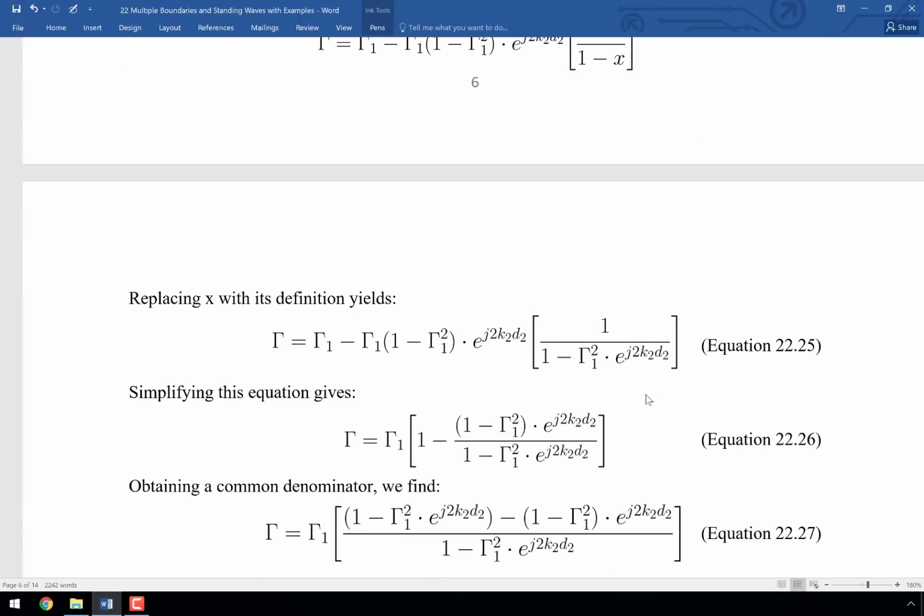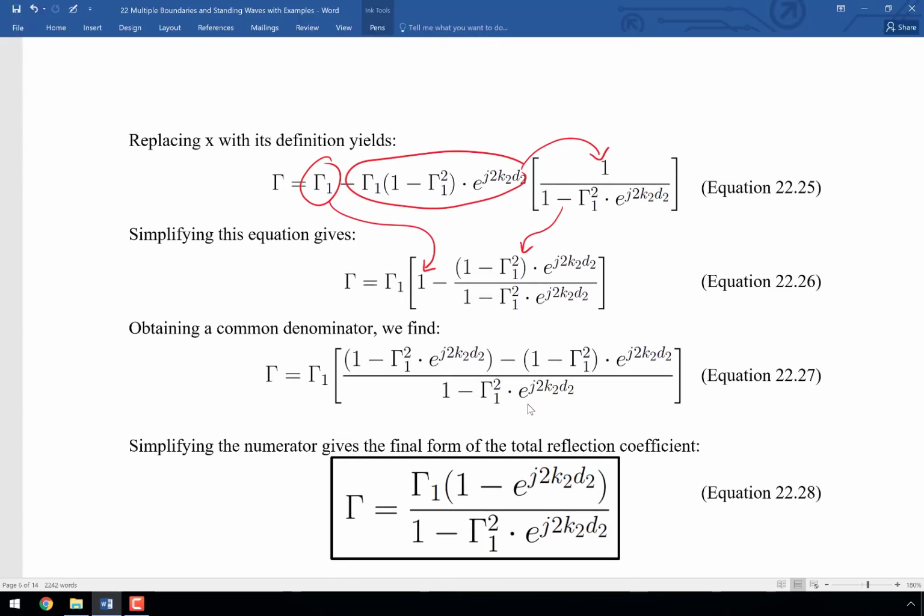I'm essentially now going to bring this right here up into the numerator, and I'm going to factor a gamma out of the whole thing. So this gamma 1, I'm going to factor a gamma 1 out of the whole thing. This gamma 1 right here ultimately becomes the 1, and everything else becomes this quantity right here. Now I need to have a common denominator, so I'm going to multiply that 1 through by the thing that is the denominator of the second term. And now I do have a common denominator. And then here's the very interesting part.